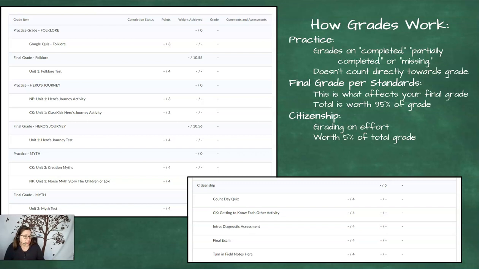What I would suggest, though, is, again, those practice assignments definitely help you to be ready to take the final assignments and to excel on those. So even though they don't count directly towards your grade, they're going to help you to do good on the final for each standard. So hopefully that makes sense to you.